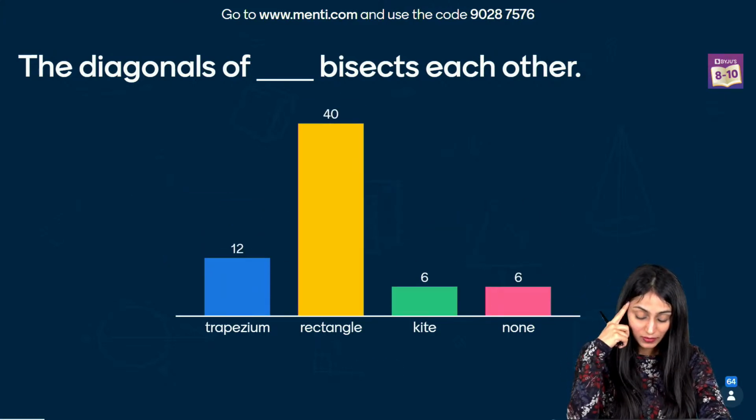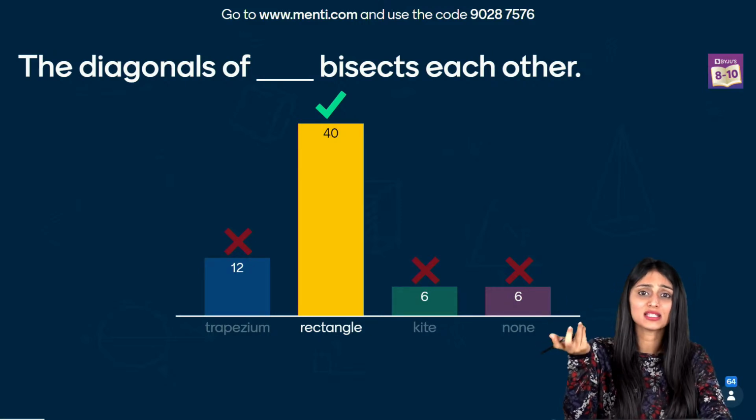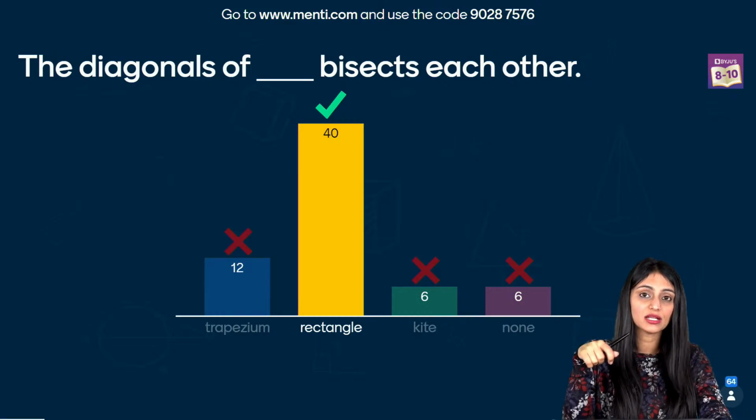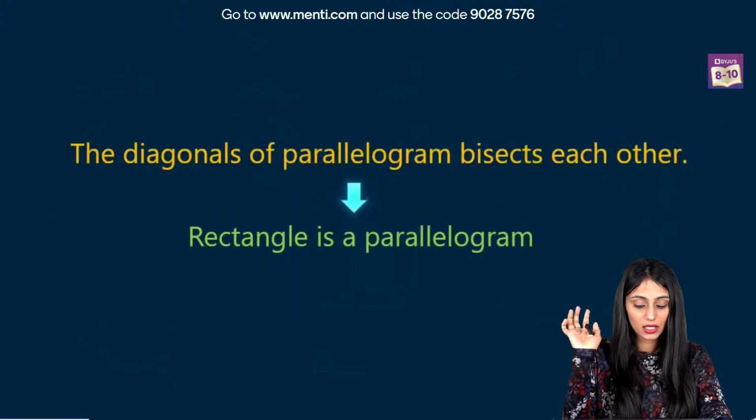Time is up. Maximum students have given the correct answer, which is rectangle. Some are saying it's trapezium, some are saying kite, some say it's none. This was a very simple one. All you need to know is the properties thoroughly, right? See, I would suggest that for such geometry chapters, it's very important that properties should be crystal clear in your mind. Let's take a look at the solution.